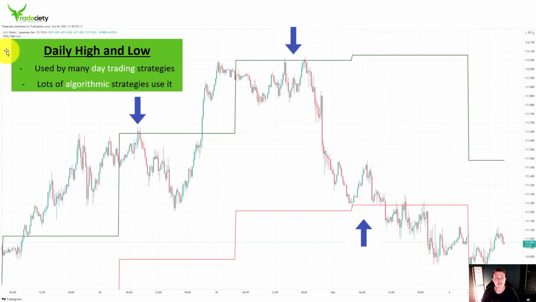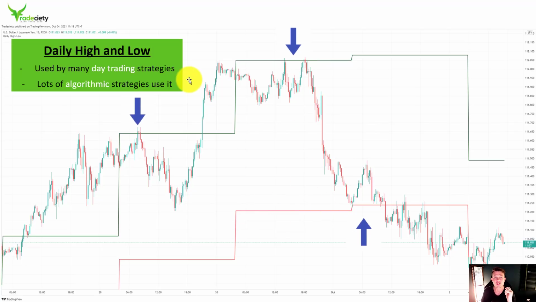Let's get right into the charts, and the first thing you need to have on your charts is the daily high and the daily low. In TradingView, that's very simple. You simply search for daily high low, and then you will get this channel here across the price. The one at the top is the daily high, the other one is the daily low.